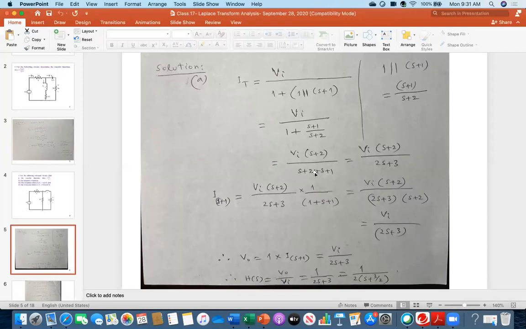And then I am just simplifying it. Then S plus 2 went into the numerator, and in the denominator S plus 1 and then another S plus 2, so S plus 2 plus S plus 1. So I simplified: Vi times (S plus 2) over (2S plus 3). Okay. And once I got IT, this is my IT expression.